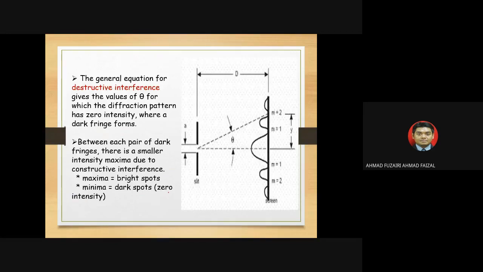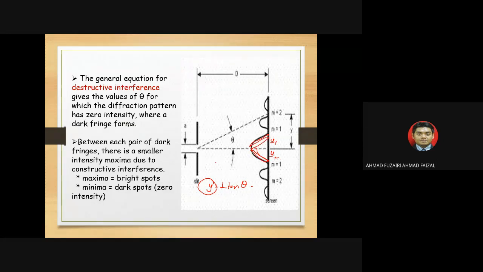So the general equation for destructive interference gives the value of theta for which the pattern has 0 intensity. In this case, we can also use y equals L tangent theta, where L is the distance between the slit and the screen. y is the linear position from the central maximum. Remember, the central maximum has a width from m equals 1, which is here, so y1 and also y2. That is the width of the central maximum.